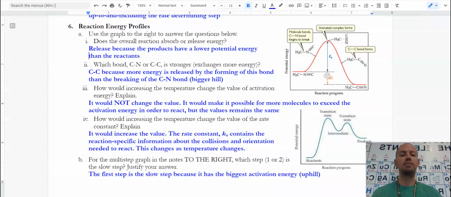We require a certain amount of energy to break or rearrange that C to N. When we make a C to C bond, which is different right here, it is a different amount of energy. And that hill is larger. So the C to C is more energy because the downhill for the releasing and the forming of that bond is greater than the uphill. We've got our activated complex where we're between the two, but the up and the down are how we can tell the overall energy exchanged.